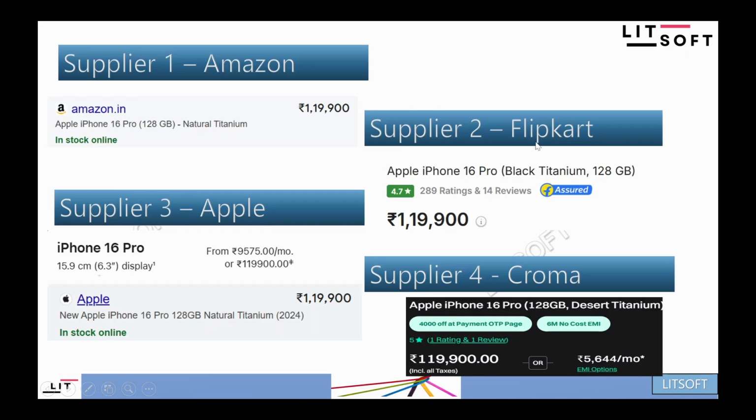Supplier 2 is Flipkart, the same variant, and I'll be having 1,19,900. And this is supplier 3, Apple Stores, let's say. So the Apple in stock, we'll be having the same thing here. Supplier 4. Now the question is, if all these suppliers are selling at the same price, then from whom do I need to buy?